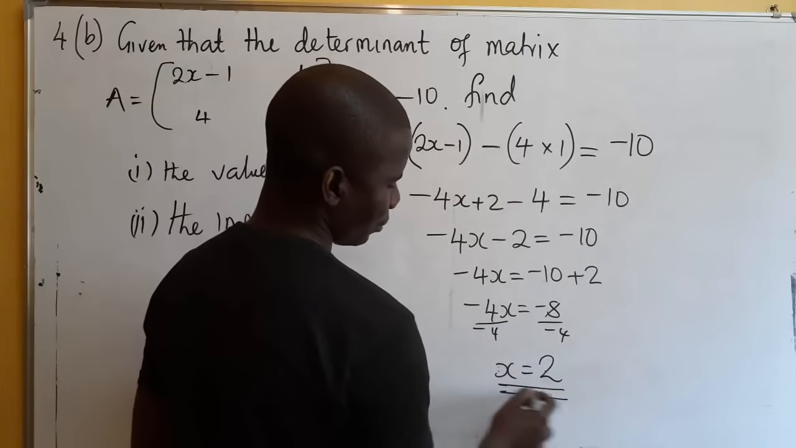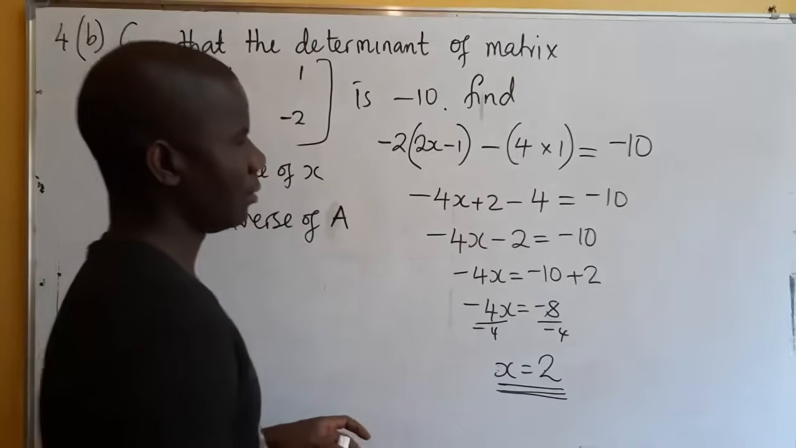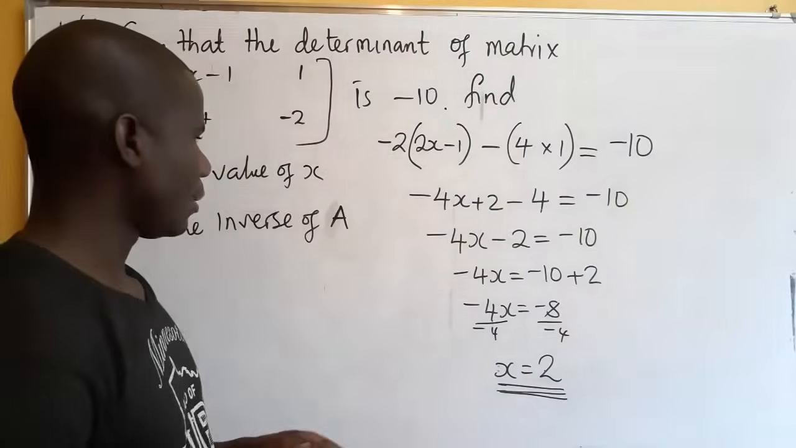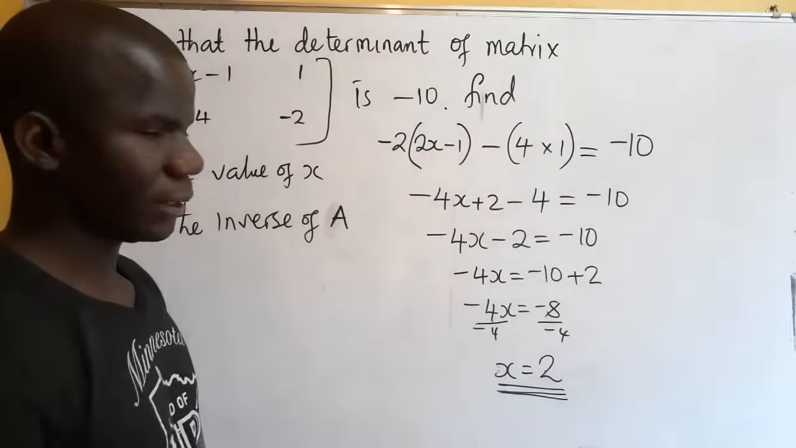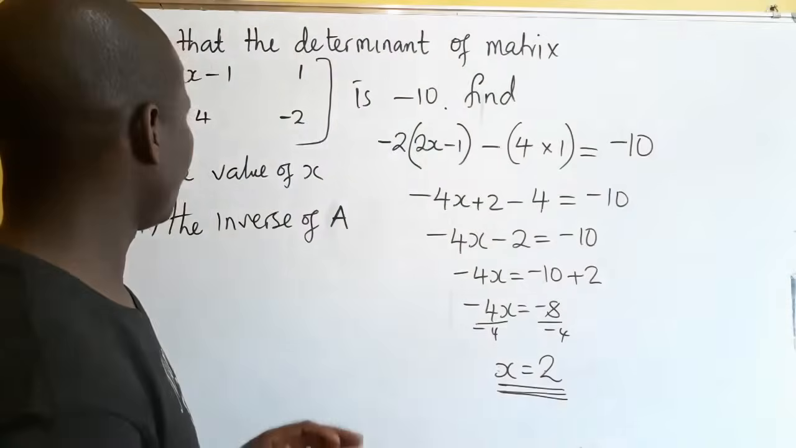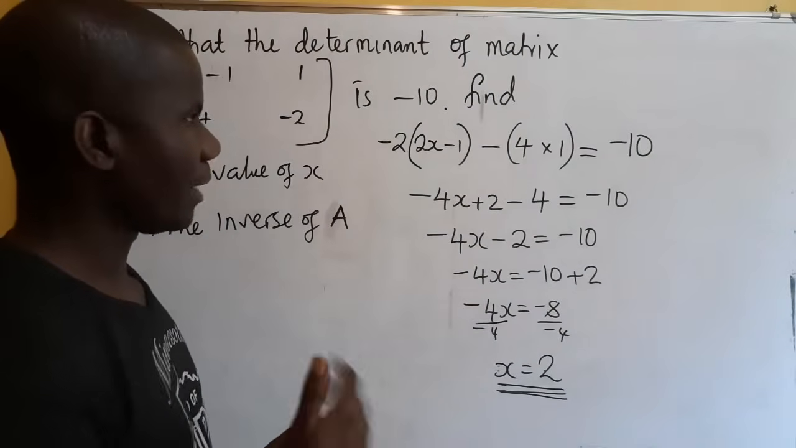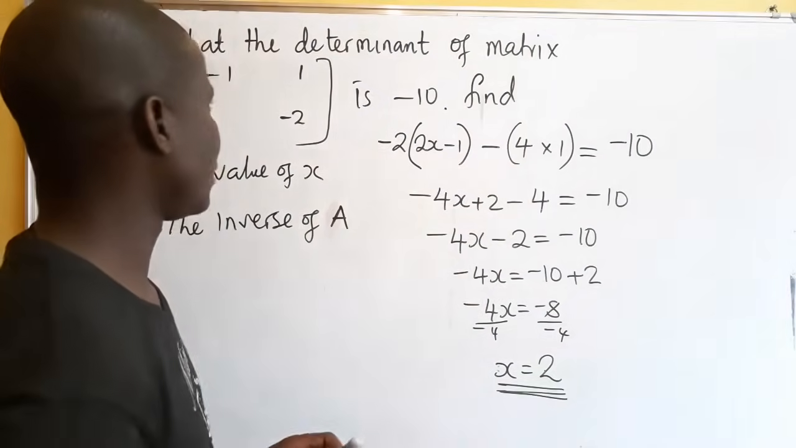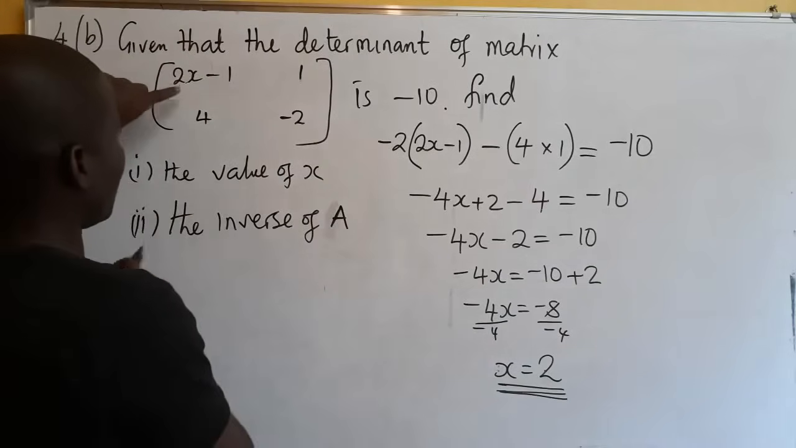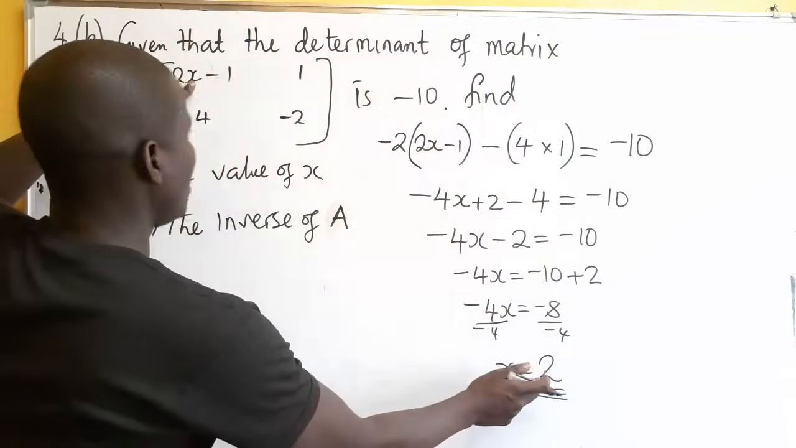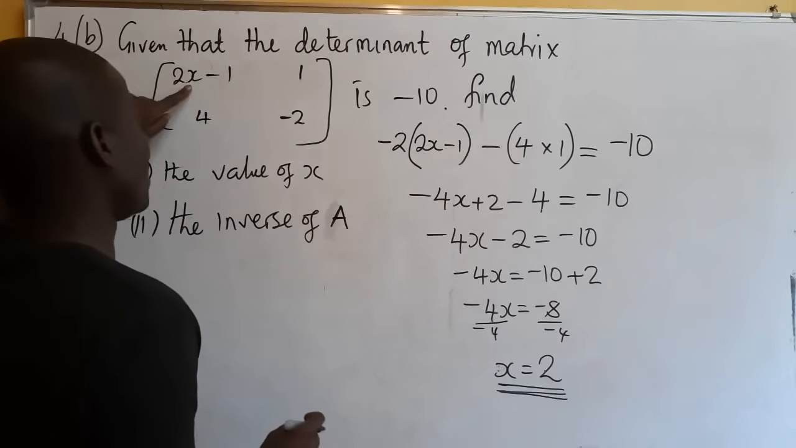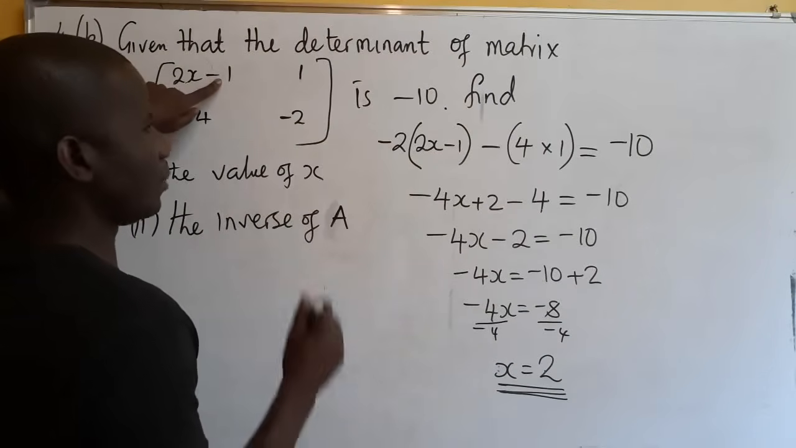x is equals to 2. Alright, that is what is going to be our answer. So when we go back to find the actual matrix, we are going to say now 2 multiplied by 2 here, which is x, this is going to give us 4. 4 minus 1, it will give us 3.